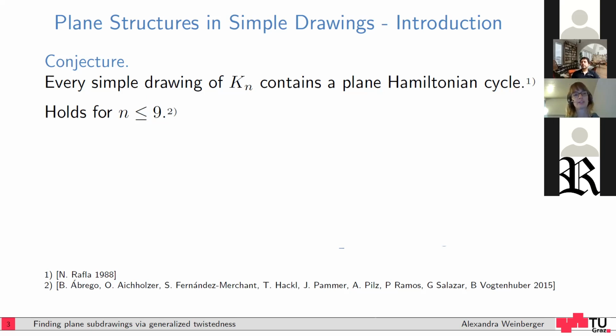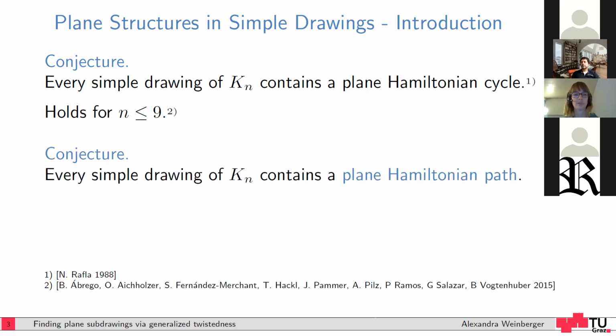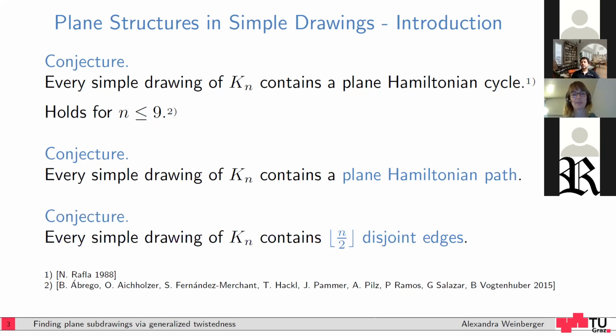There are two things that would immediately follow from this conjecture. One is that every simple drawing of the complete graph contains a plane Hamiltonian path. And the other is that every simple drawing of the complete graph contains exactly n/2 disjoint edges, where disjoint now really means disjoint in the drawing, not only in the graph. So we can't have common endpoints, but we also cannot have any crossings. So actually this conjecture is the same as saying that any simple drawing of the complete graph contains a plane perfect matching.